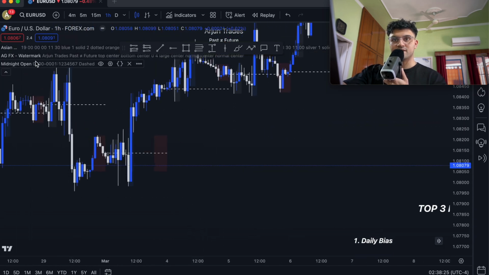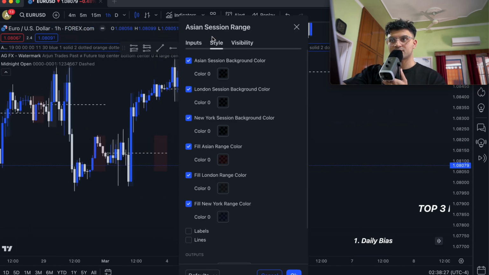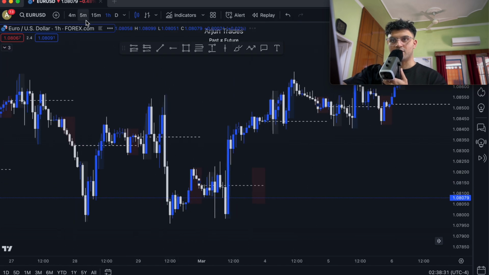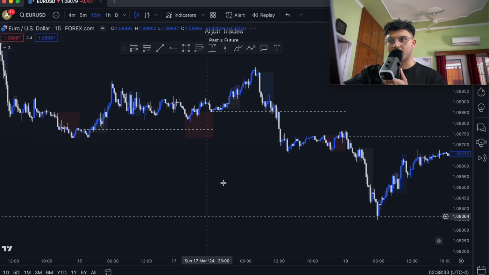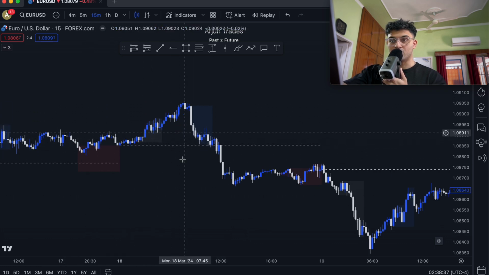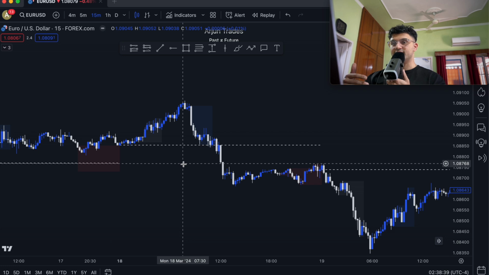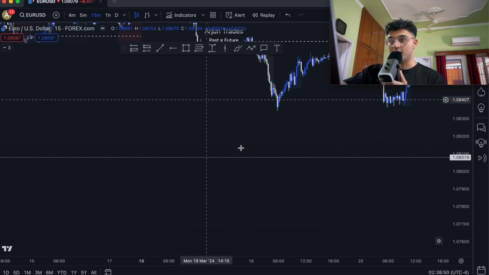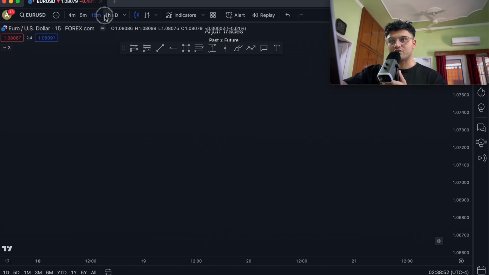For my indicators, this is the indicator I use for my sessions. So if I drop down to the 15, you can see that this is my Asian session, this is my London session, this is my New York session. So if you have these on, you can see every single day what is happening during these sessions, what is happening during these time windows, which I've already told you about, the ICT kill zones. So you have everything pretty much, the top powerful ICT concepts that I've shown in this video.